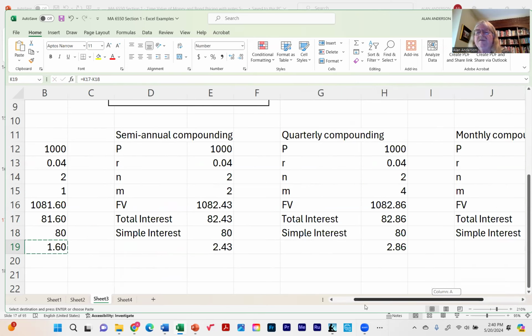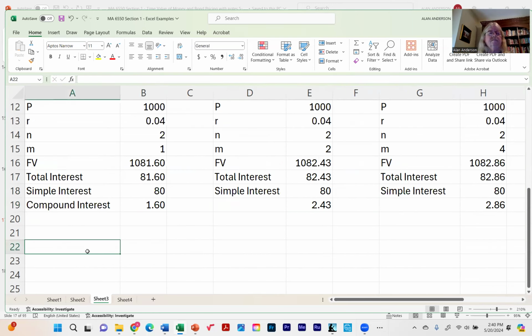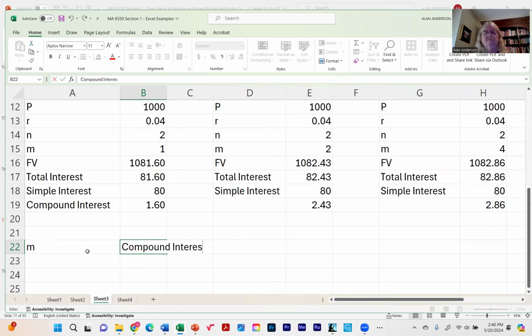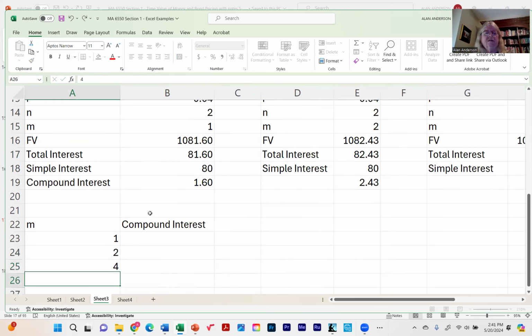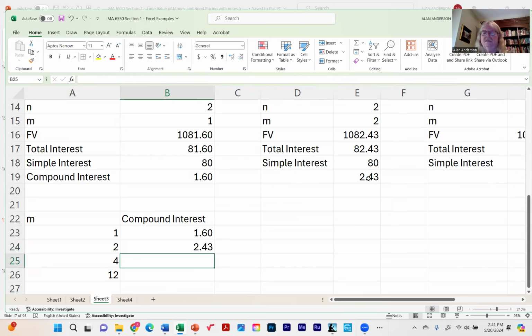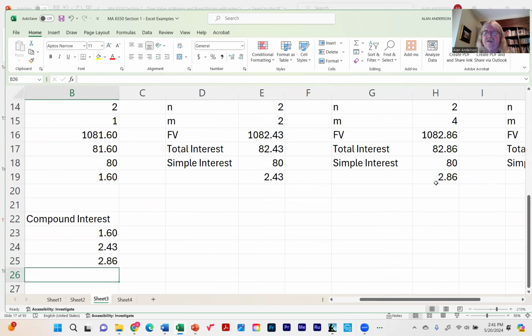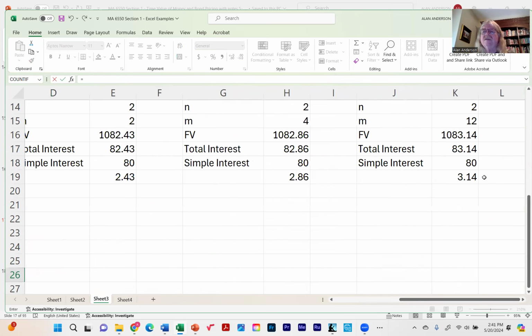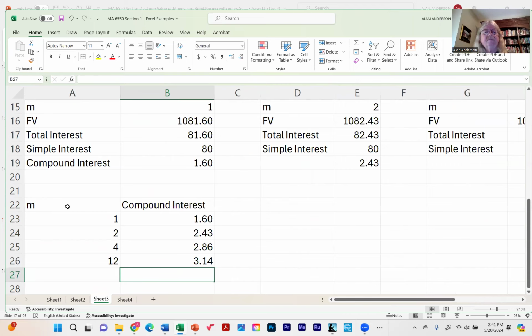So you can see it keeps going up. In fact, I'm going to put together a little chart for you. So we had 1, 2, 4, 12. And then I have 2, 3, and then finally 4. And so this way you can see the pattern that's emerging.